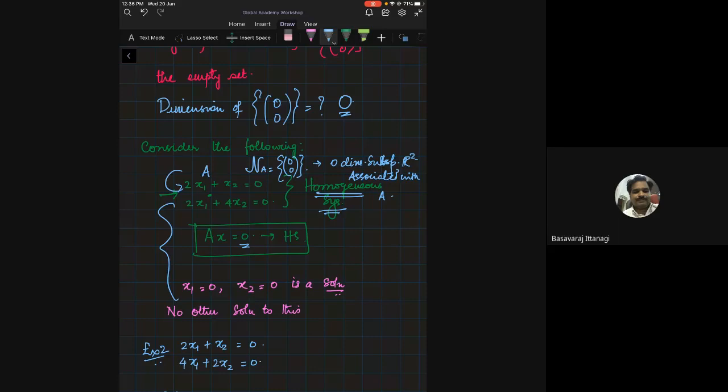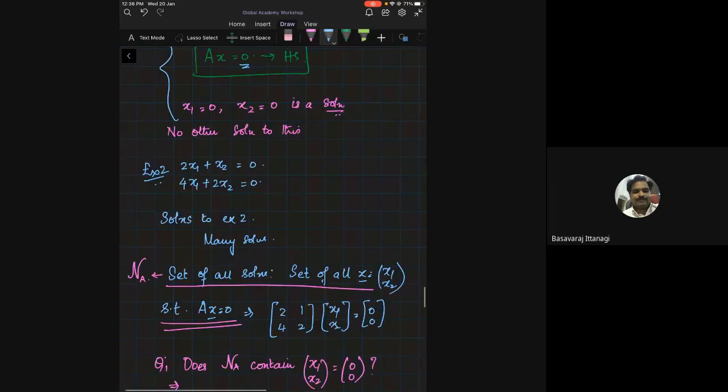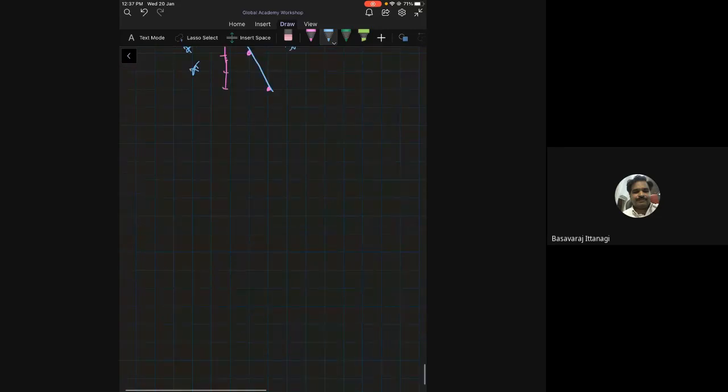Homogeneous system, rather. We will look at this. In chemistry, we have heard about a homogeneous mixture. Have you heard about this? Long time back in chemistry. You put salt and sugar in water and mix.